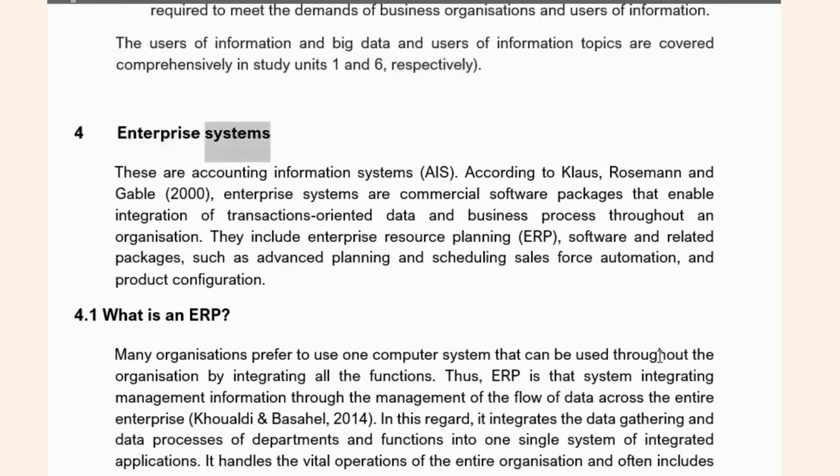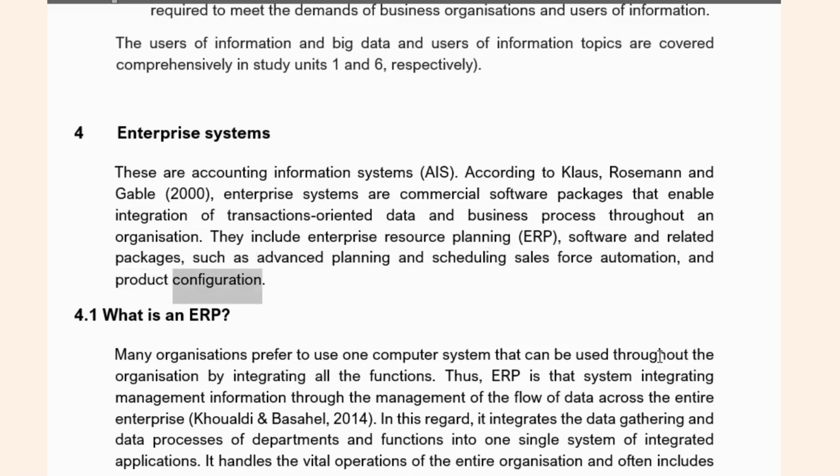Enterprise systems. These are accounting information systems, AIS. According to Klaus, Rosman and Gable, 2000, enterprise systems are commercial software packages that enable integration of transactions-oriented data and business process throughout an organization. They include enterprise resource planning, ERP, software and related packages, such as advanced planning and scheduling, Salesforce automation, and product configuration.